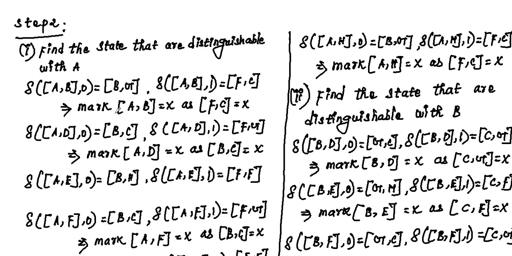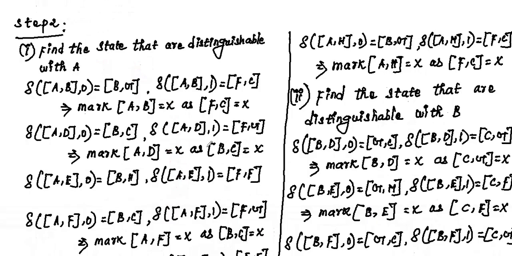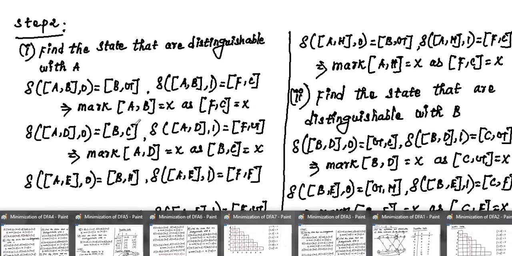If you have already put a cross mark on any one of the two answers, put a cross mark on this pair. In this answer, F comma C is a cross; we already put a cross mark. Look at the first step: C comma F is a cross mark. F comma C and C comma F are both the same. So mark A comma B as a cross mark because F comma C is a cross mark. So AB cross mark. Then go to the matrix table.